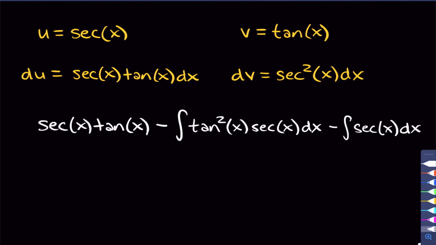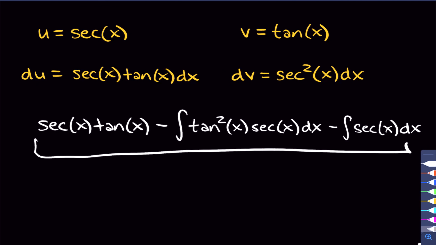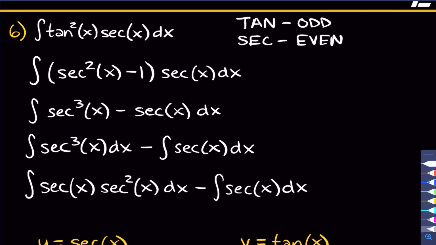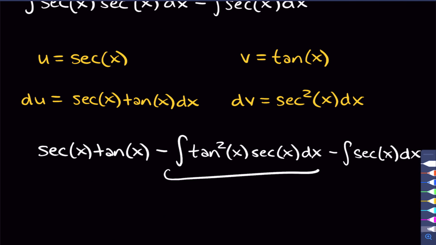So now that we're here, remember what this is equal to. The integral that we started with was the integral of tangent squared secant x dx. And that is exactly the integral that we ended up with right here. And so we can do that weird integration by parts trick where we add the integral to the other side.